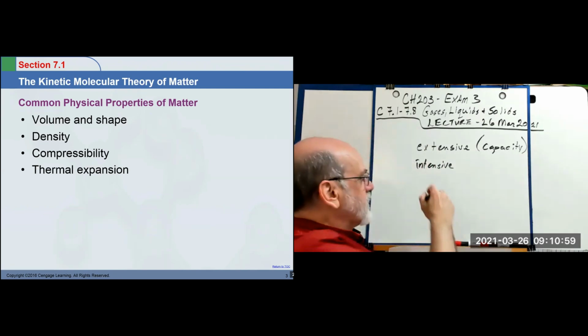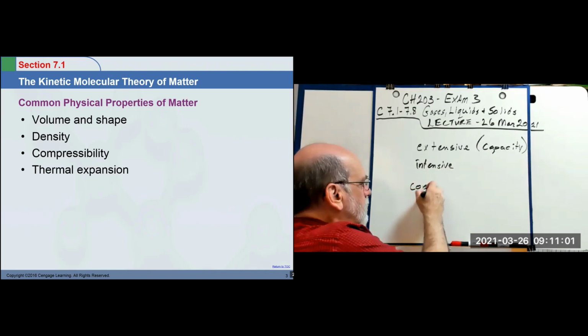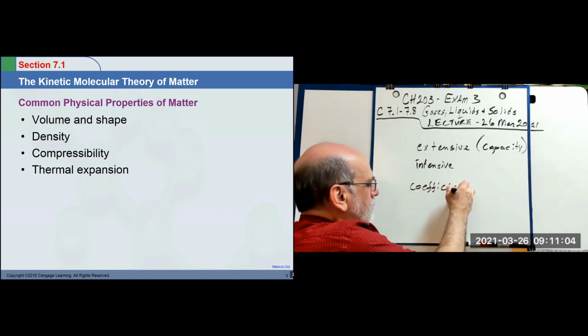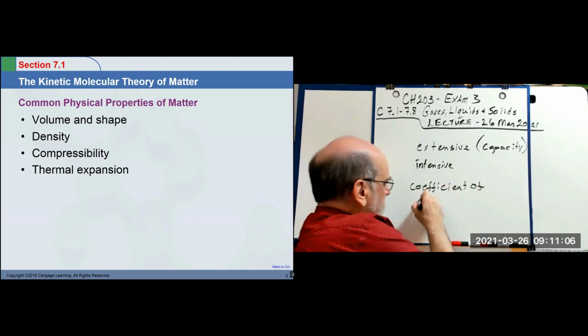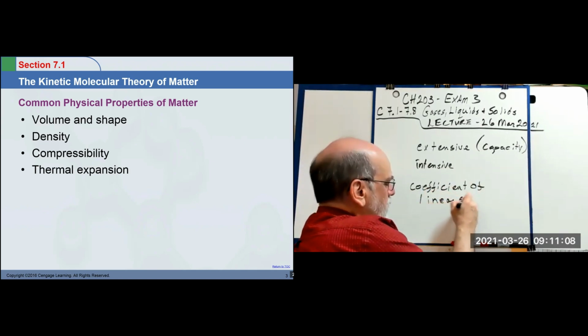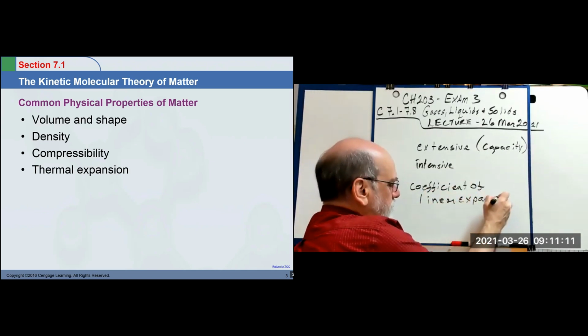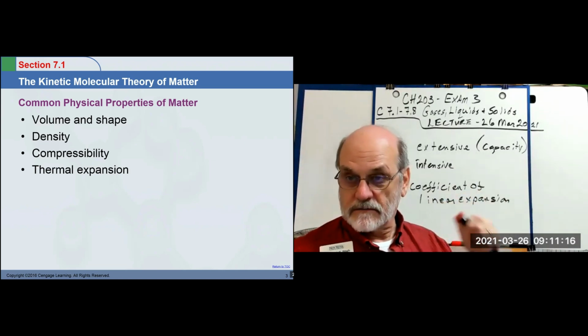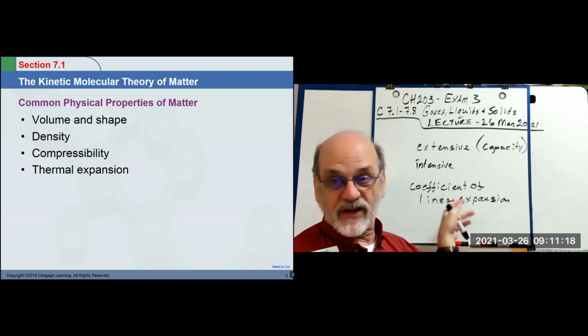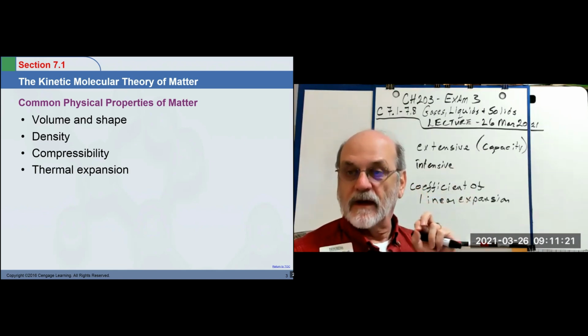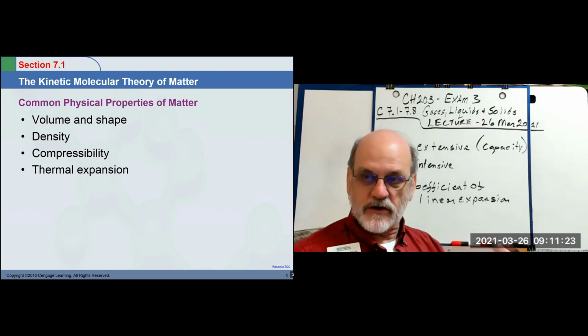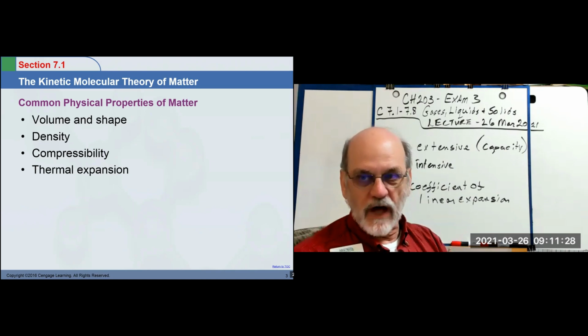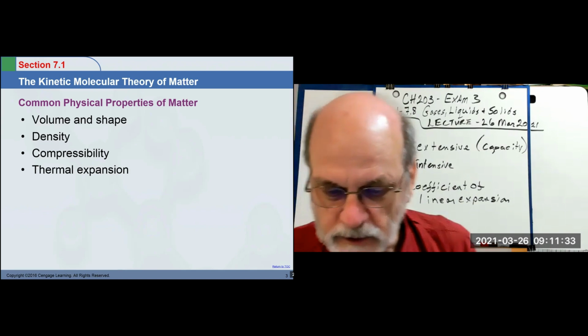One of them is called the coefficient of linear expansion. And it's very important to understand what that value is. If it's a very small value, then with each degree Celsius increase, the solid will not expand linearly very much.